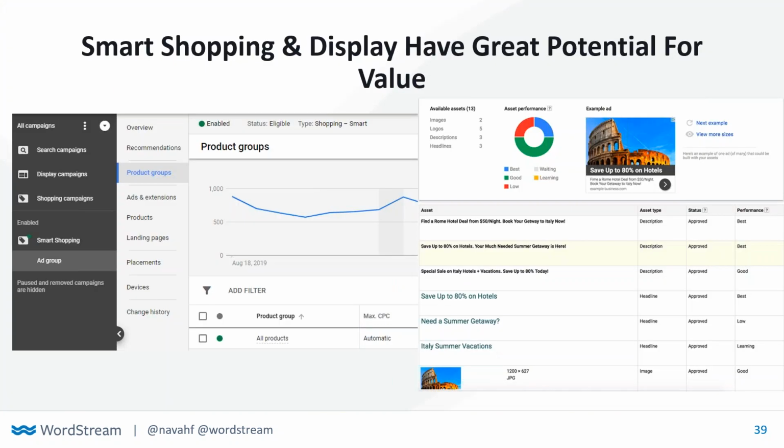Now, my 2 favorite smart campaigns are shopping and display. Smart shopping has unbelievable value to bring profit. It does require a substantial amount of data though, which I'll go into in a second. Smart display, I am in love with for the fact that you can actually say, hey, give me leads at this price. But it is important to note that with Smart Display, you have limited control in terms of where your ads serve. So your brand has to be able to tolerate that.